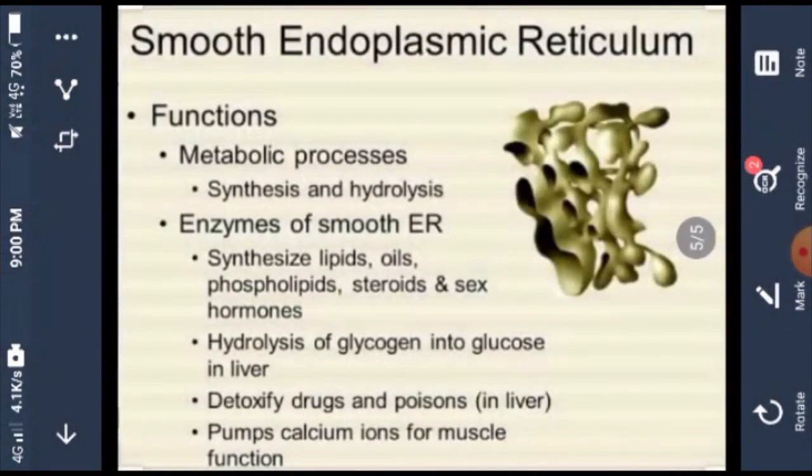Okay, now let us see the function of smooth endoplasmic reticulum. Smooth endoplasmic reticulum, as I have already told you, helps in lipid production. It also helps in calcium storage. Yes, very important. It helps in calcium storage in sarcoplasmic reticulum. Another point you can see, it helps in the detoxification of drugs in the liver.